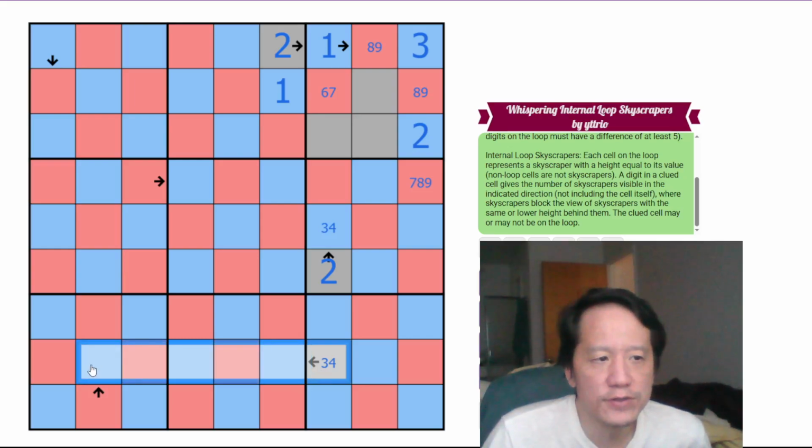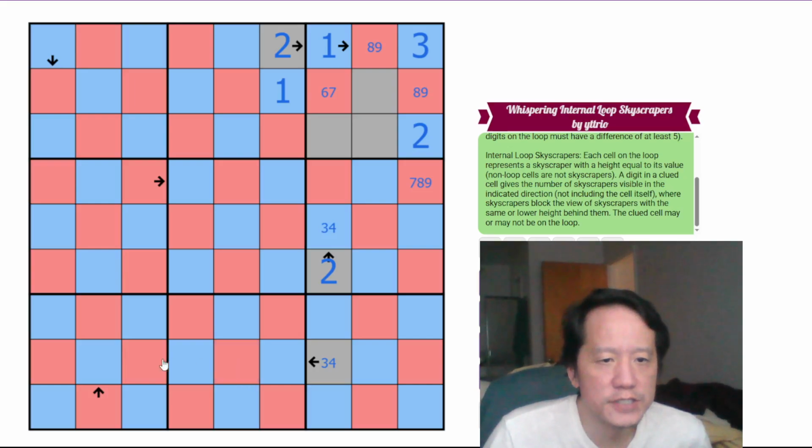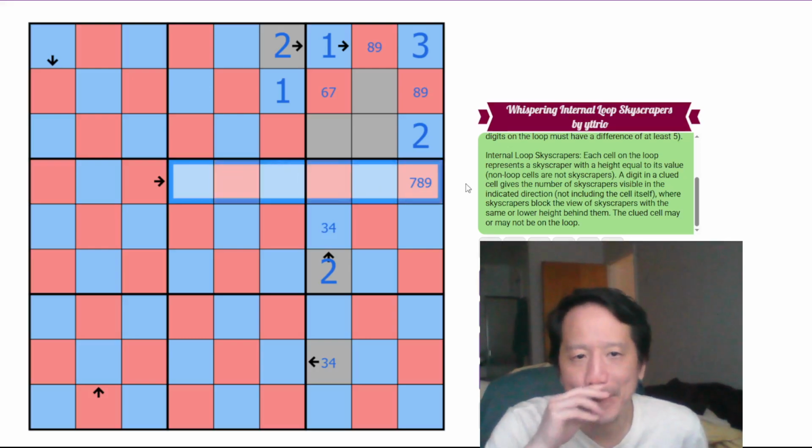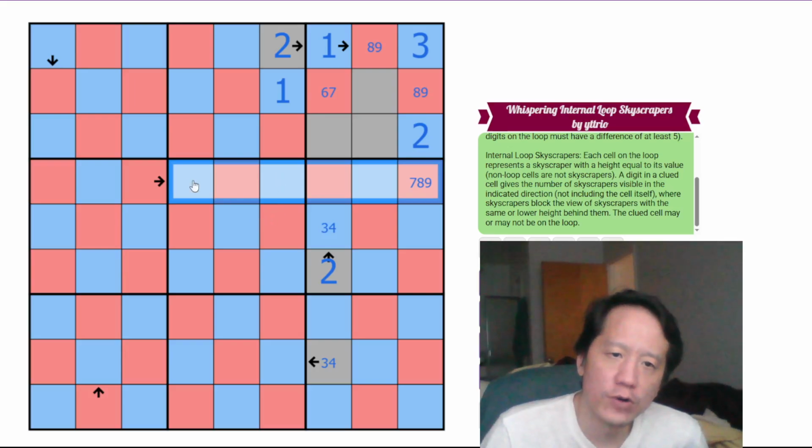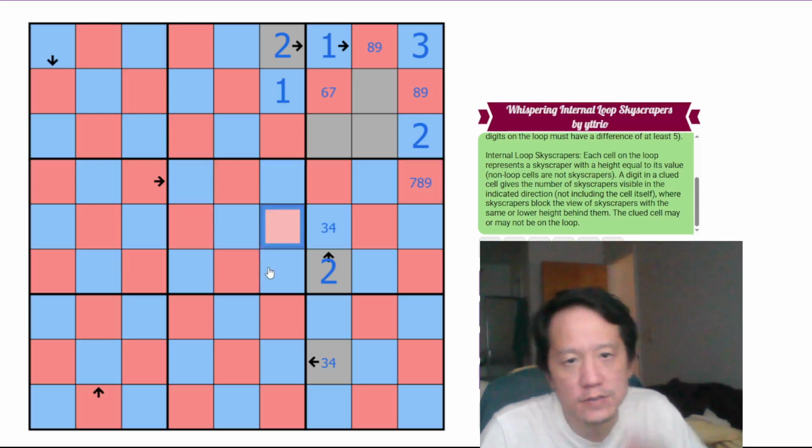This has to see 3 skyscrapers. It could see high, high, high. That's possible. This sees that one. Same here, I think. This could see 1. It could see 2. It could see 3. Right? Or 4. It could be 1, 2, 3, and that one. Right? If it goes something weird like this.